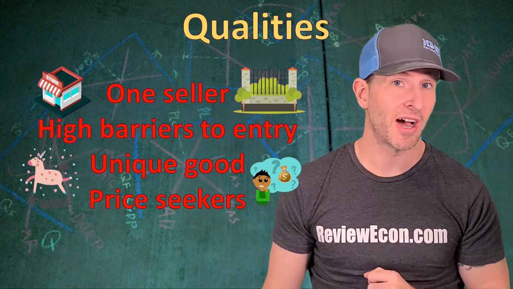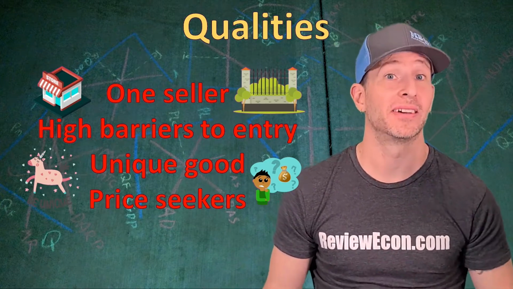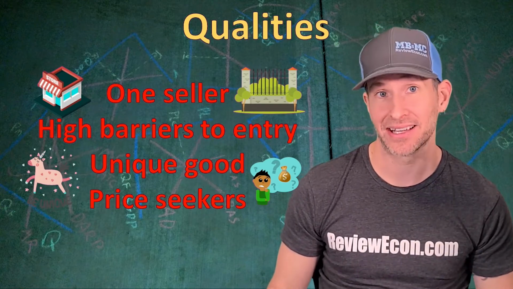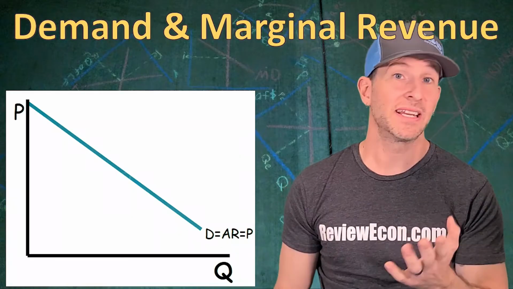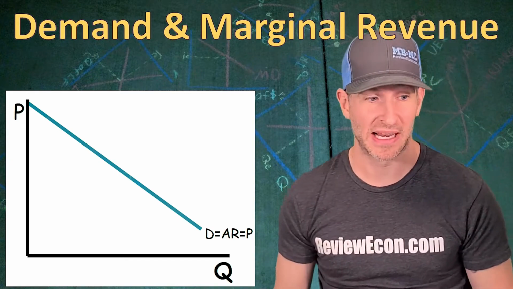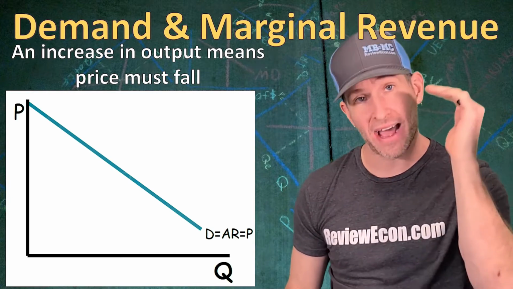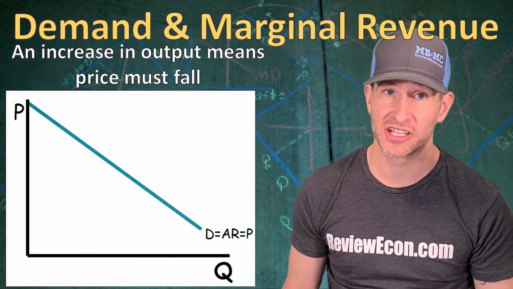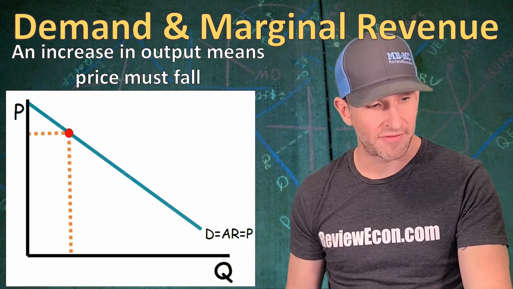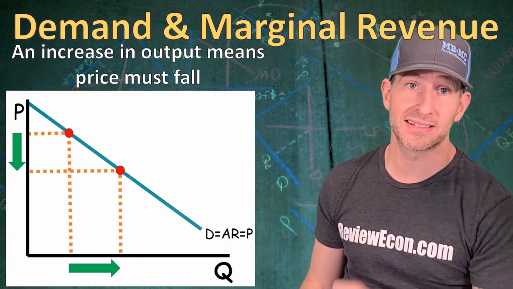Now, of course, even a monopoly can't charge whatever price they want. They will still be bound by the demand curve for the product that they sell. So if we take a look at the demand curve for a typical monopoly, we will see that it's downward sloping. That means as the firm produces more output, it is going to have to lower the price for each additional unit. So at low quantities, we're going to have a high price, and as higher quantities are produced, that price is going to fall.